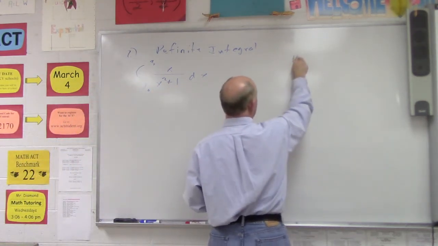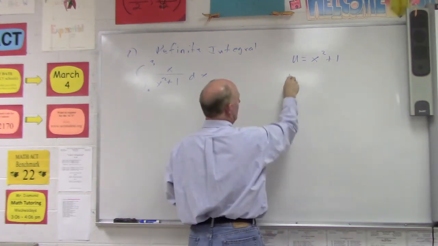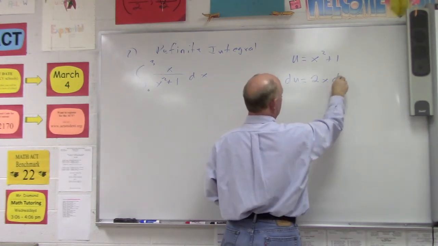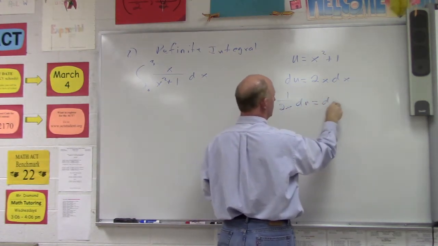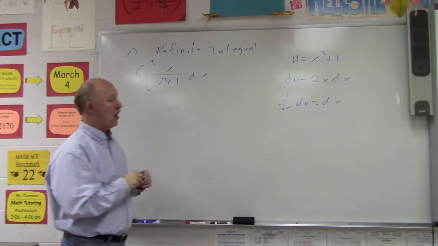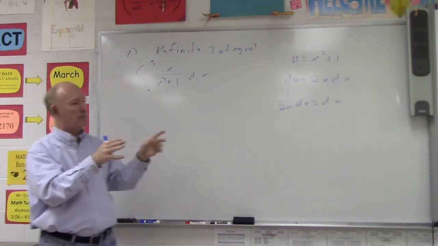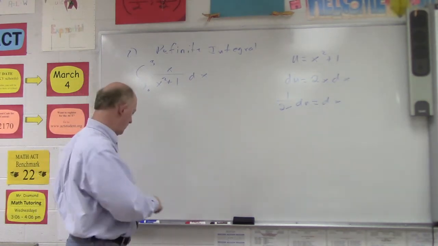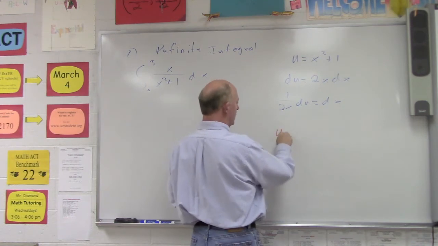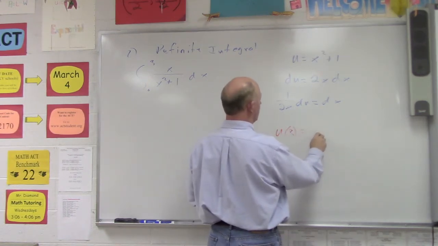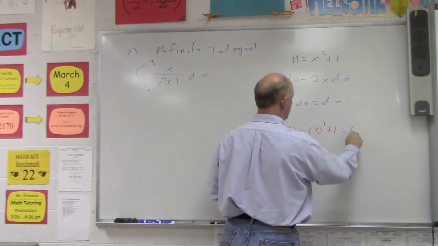So let's do a u substitution. Let's say u equals x squared plus 1. du is going to equal 2x dx. So 1 over 2x du equals dx. Now we also need to convert the upper and lower bounds from x to u. So let's go back to the original substitution here. This would be u of 3 equals 3 squared plus 1, which is 10.